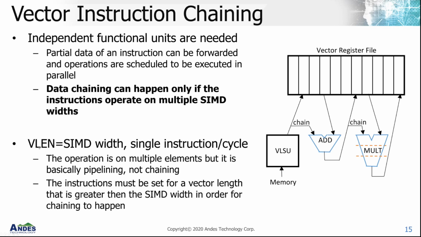So the data is chained to each other. If the VLEN is always equal to the SIMD width, then this is a SIMD processor and not a vector processor, and you have one instruction per clock cycle. Vector means that a single instruction can take multiple cycles to complete. That's the difference between a SIMD and a vector processor.